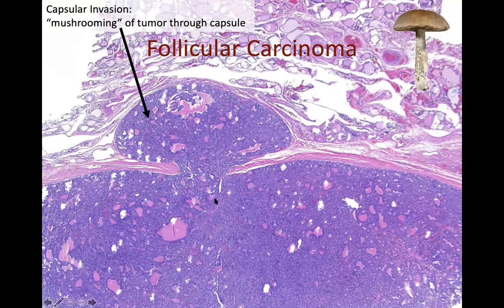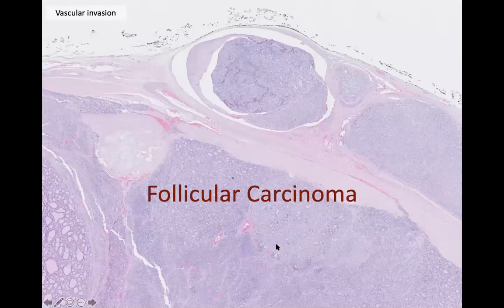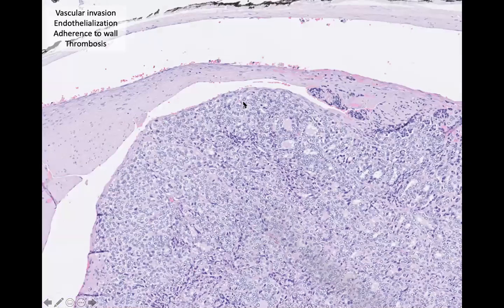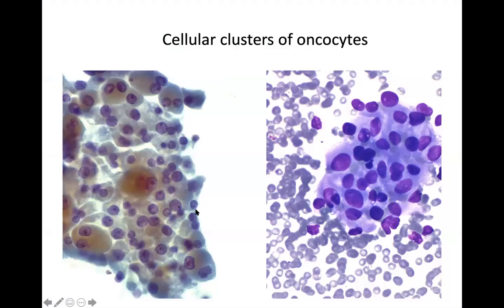This is a characteristic example of mushroom-shaped capsular invasion, where this tongue is projecting out into the adjacent benign parenchyma, leaving this nodule to be called malignant. The other thing we look for in follicular carcinoma is angioinvasion or vascular invasion. And you can see this plug of tumor out here in this capsular vessel. So this is also diagnostic of malignancy in follicular carcinoma. Here's just a higher power of the tumor cells adhering to the vessel wall, diagnostic of angioinvasion.